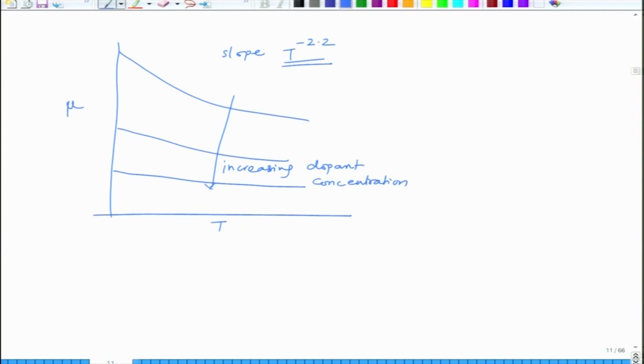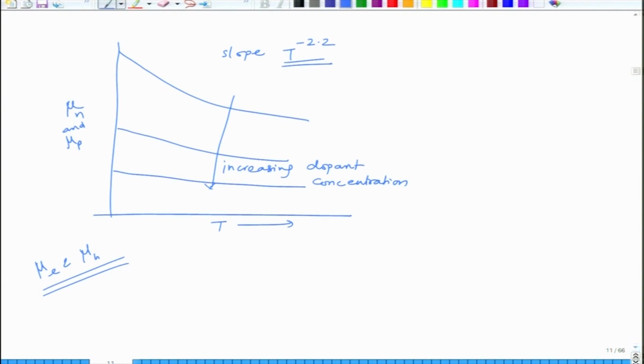So dopant concentration leads to a reduction in mobility, and temperature also tends to lower the mobility. This is true for both mu n and mu p, or you can have mu e and mu h. I think we will interchange some of these terms sometimes, but mu e is nothing but mu n and mu h is nothing but mu p. So this is how mobility varies as a function of impurity concentration and temperature.